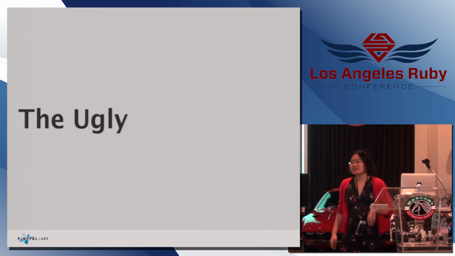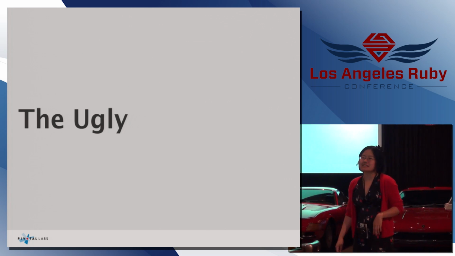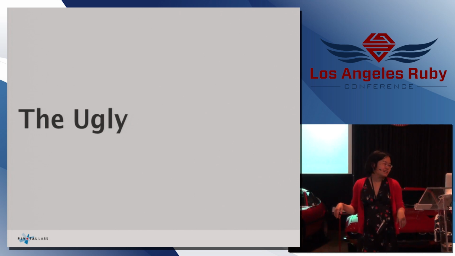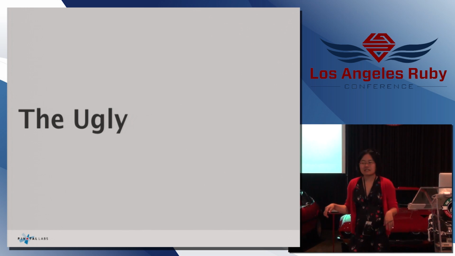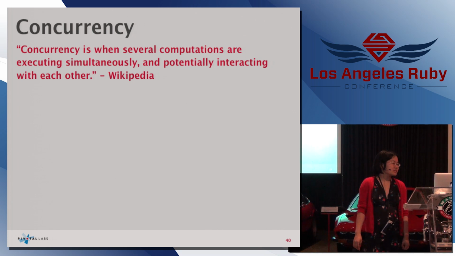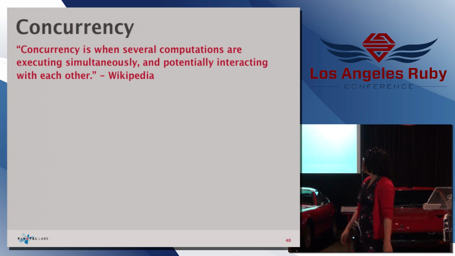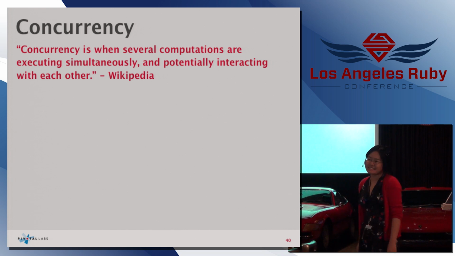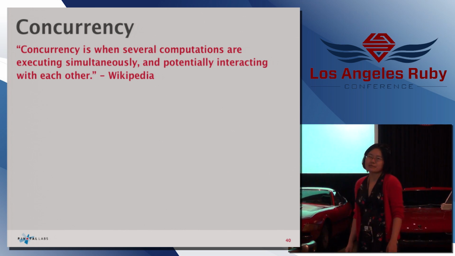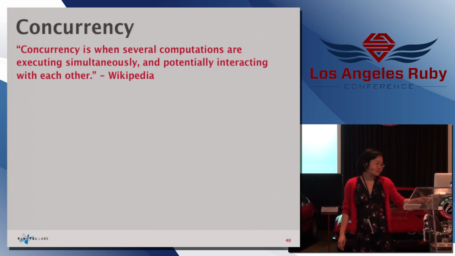So the ugly. What's the ugly? Well, the ugly is basically everything that doesn't fit under the good or the bad, and for me, it's basically concurrency. So what is concurrency? Concurrency is when several computations are executing simultaneously and potentially interacting with each other. That's the Wikipedia definition. But what does it mean for JRuby?